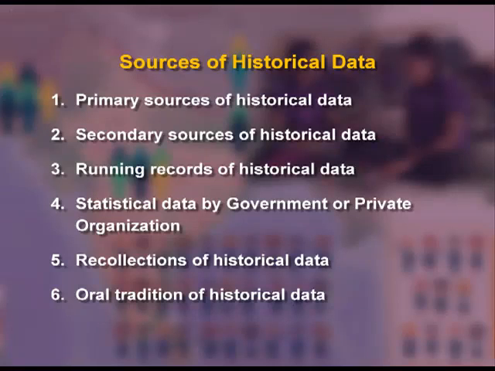Sixth, oral tradition of historical data. Oral tradition is considered another important type of historical evidence. Oral tradition consists of stories which are not written down but passed on verbally, usually from an eyewitness to the succeeding generations. Types of historical method.